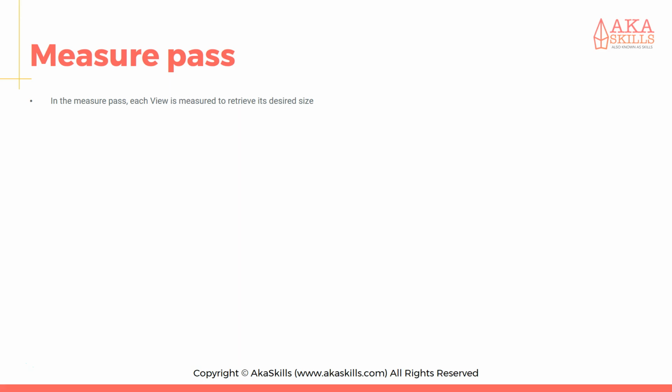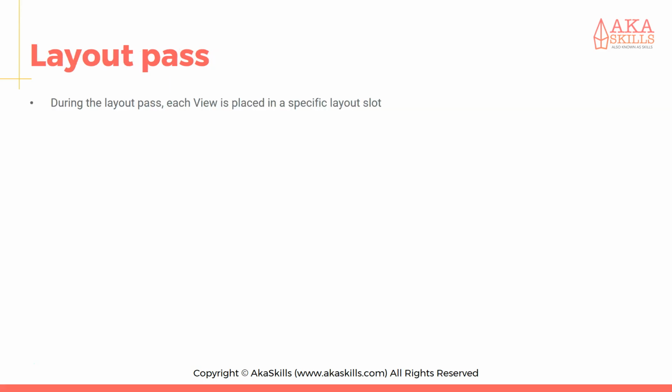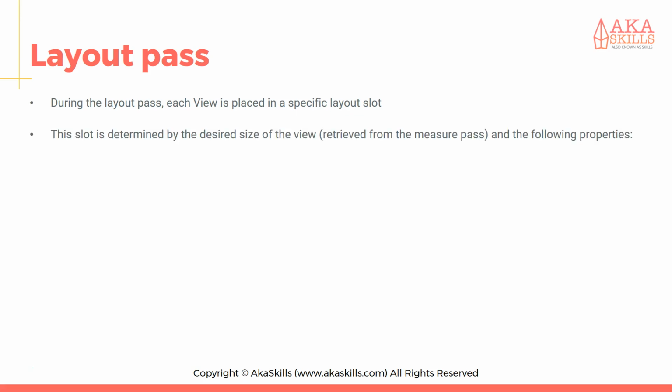What is measure pass? Well, in the measure pass, each view is measured to retrieve its desired size. So the measure pass evaluates the following properties: width, height, min height, visibility as well, margin top, margin right, margin bottom, and margin left. The layout pass, well, during the layout pass, each view is placed in a specific layout slot. So this slot is determined by the desired size of the view and the following properties: margin top, right, bottom and left, horizontal alignment, and vertical alignment.